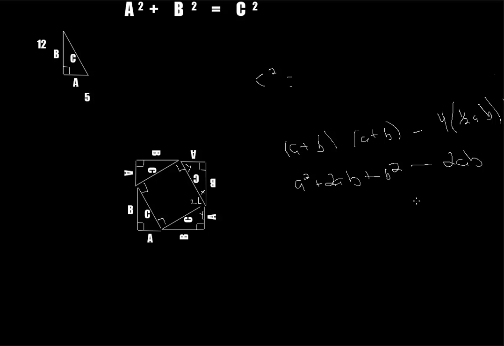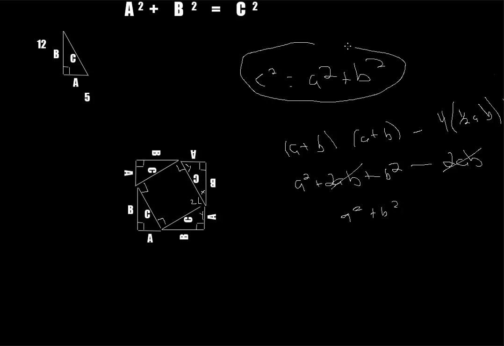Now, right off the bat, we're able to cancel these out. That's 2AB, 2AB. There's no point in a minus 2AB plus 2AB. They cancel one another. So what we end up with is A squared plus B squared. So up here we have C squared equals A squared plus B squared. And guess what? What does that look like? C squared equals A squared plus B squared. We've proven it with this geometric proof.